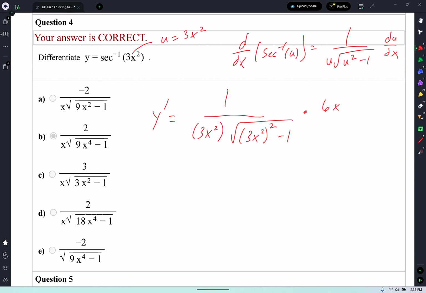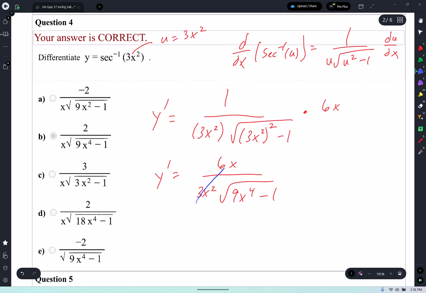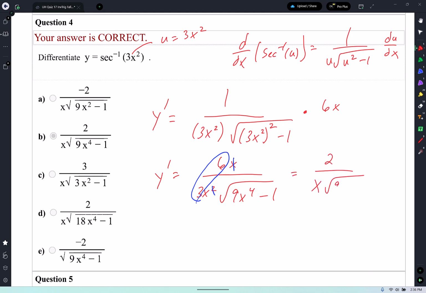You're done with calculus. You're just doing algebra. Y prime equals 6x right there over 3x squared. Square root, when I square the 3, that's a 9. When I square the x squared, that's x to the 4th minus 1. 6 divided by 3 is 2, and one of these x's cancel out. So I have 2 over x square root of 9x to the 4th minus 1. Are we okay?